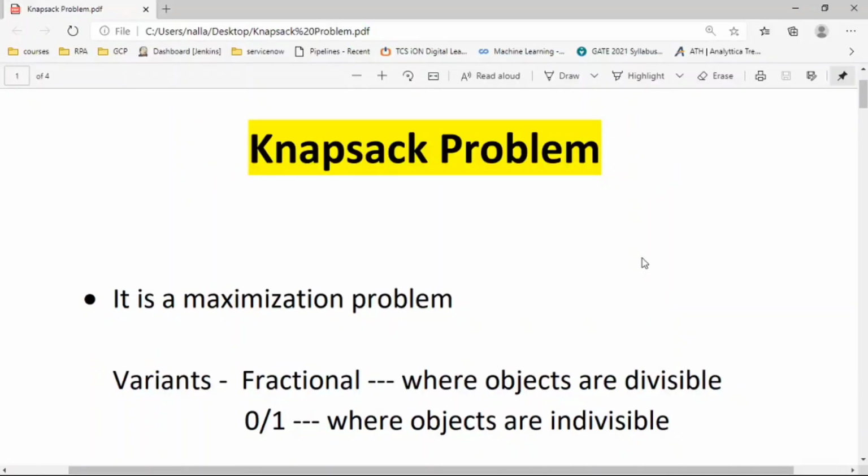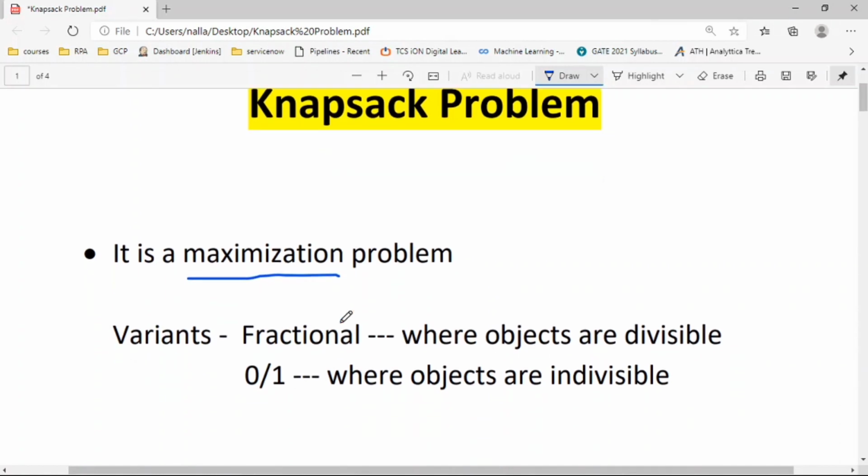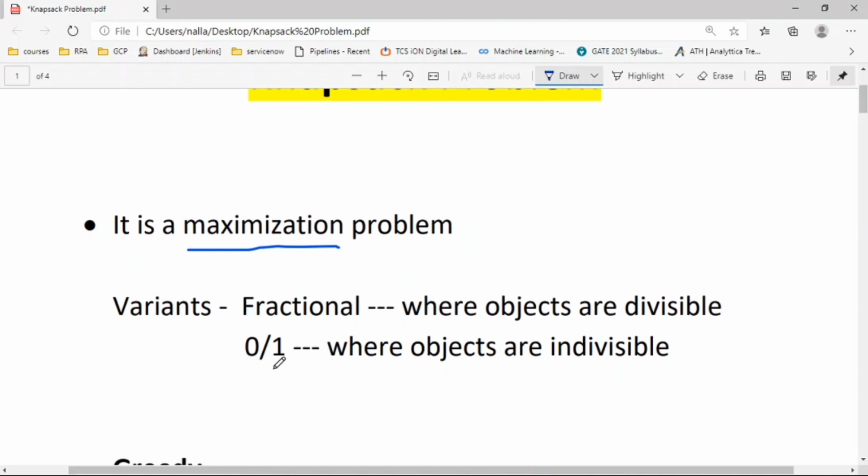A knapsack is nothing but a bag. There are a few objects and many things which we need to put into the bag such that I get a maximum output. So it is a maximization problem. Let me explain what a maximization problem is. Maximization is nothing but getting a maximum output. There are many possibilities, and among all those possibilities, we need to get a maximum output. And the variants are the fractional and the 0-1 knapsack problem.